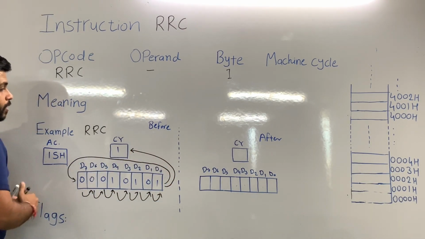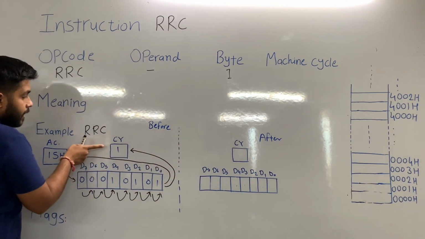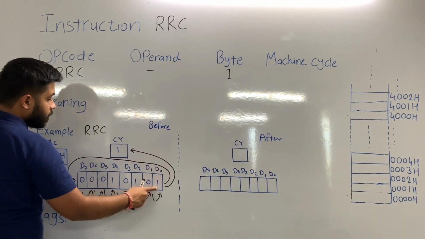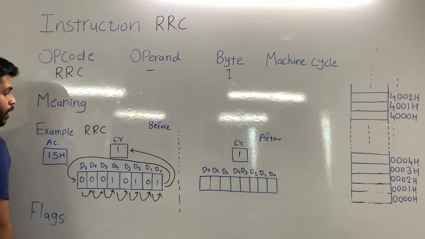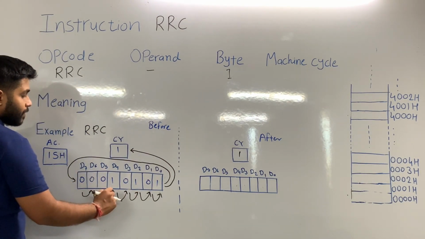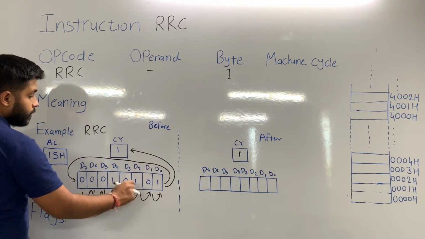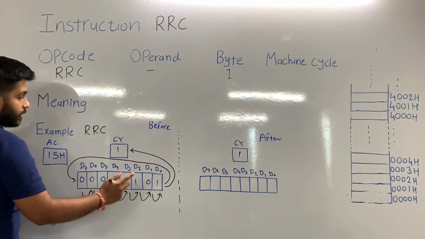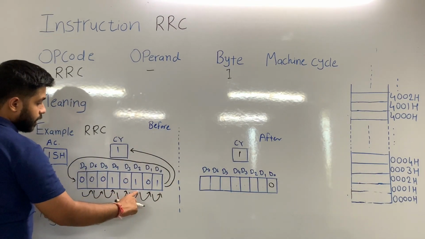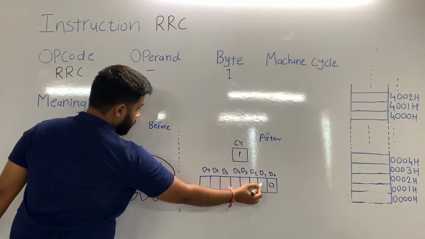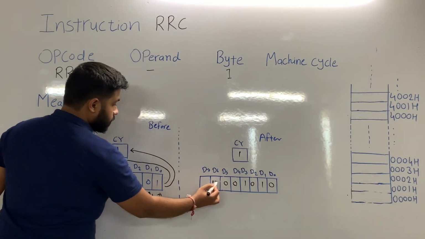So what will be the value of accumulator and the carry flag after the execution? You can see that in the carry flag the data is arriving from D0. So the value of the carry will be 1. What will be the value at D0? You can see that at D0 the value is arriving from D1. So in D0 there will be 0. In D1 the value is arriving from D2. So there will be 1. Then 1, 0, 0 and 0.